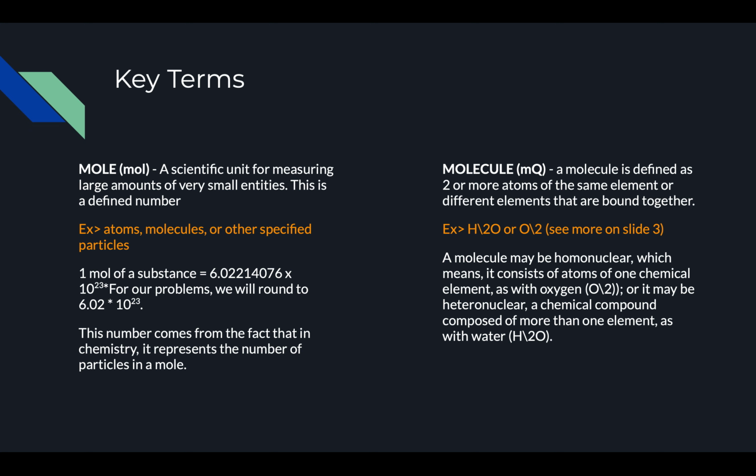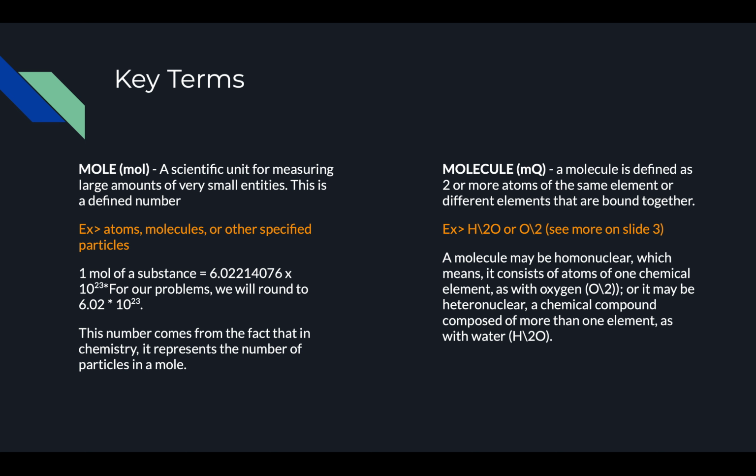1 mole of a substance is exactly 6.0221407 times 10 to the 23rd. But it's important to note for our problems, we will round to 6.02 times 10 to the 23rd. This number comes from the fact that in chemistry, it represents the number of particles in a mole.